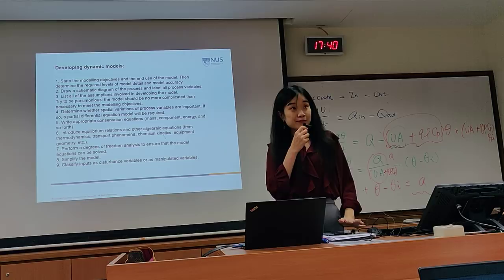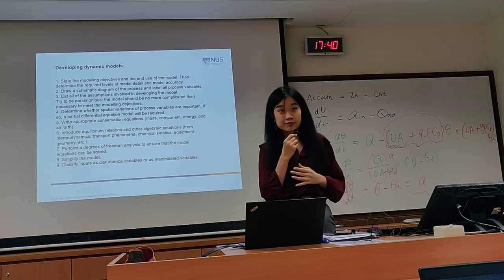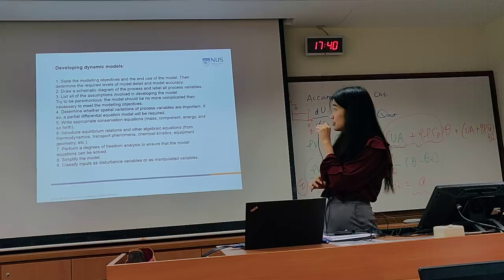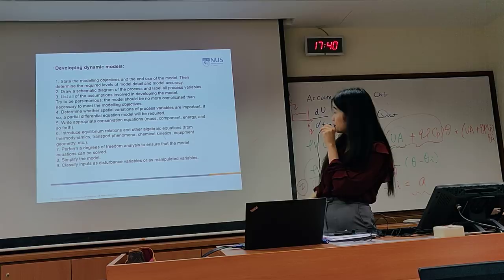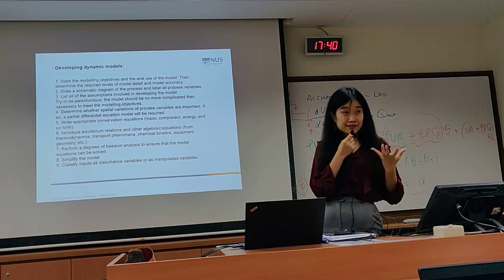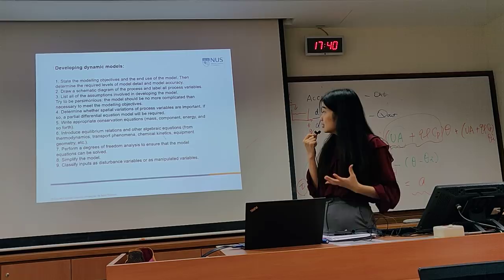This will be the guideline when you design your project or homework. First of all, you need to state the modeling objectives and the end use of the model. Then you can determine how complex or how simple your model will be. And then draw a diagram of the whole process and label all the process variables on it. You should list all the assumptions, which are the given parameters that do not change with time, and which are the variables that change with time, according to the desired level of model complexity.